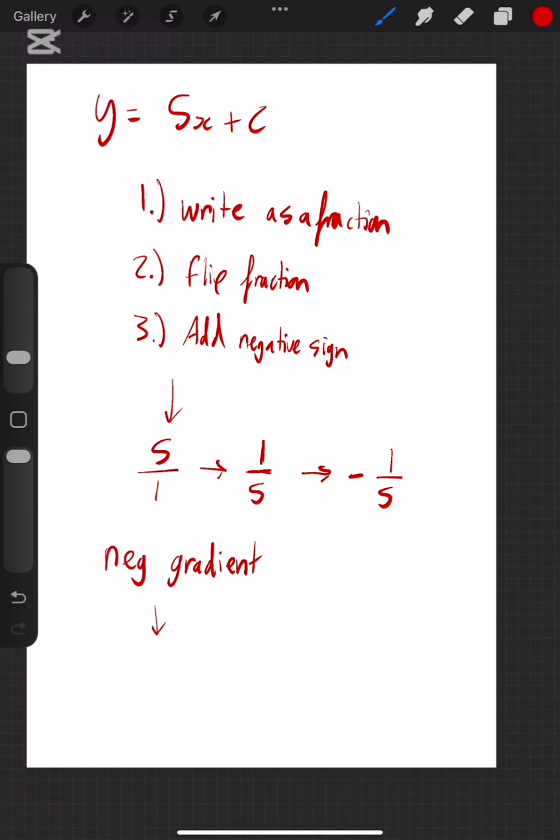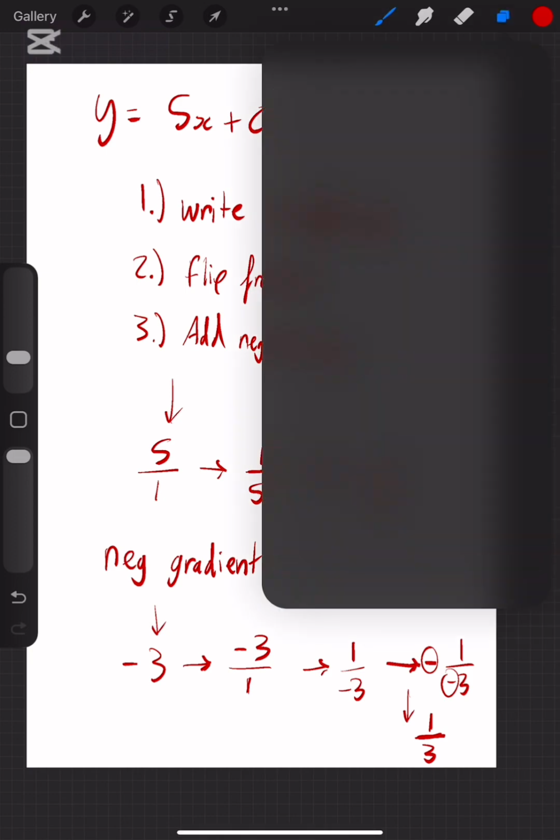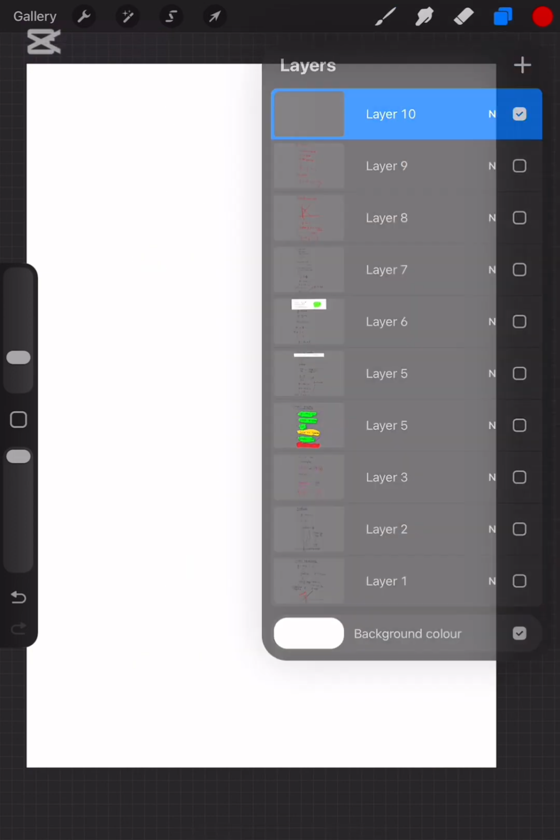Now what if your gradient is negative? You do the same thing. Minus 3 becomes minus 3 over 1, which becomes 1 over minus 3, which then becomes negative 1 over minus 3, which is just equal to 1 over 3 because of the double negative.